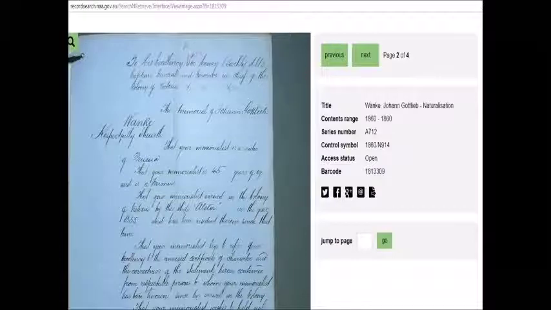This one is also from the National Archives. This is in citizenship. So in order to buy land, you had to become an Australian citizen. So this one here is for Johan Wanke, and down here his application gives me the name of his ship, and his application because he wants to become Australian.